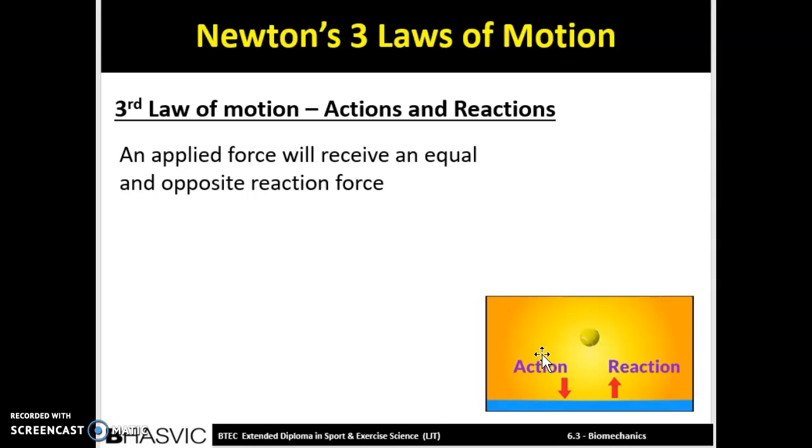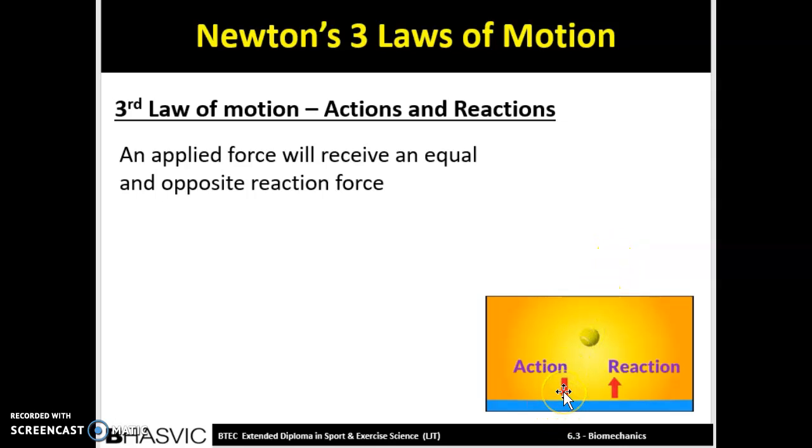And finally, the third law of motion is actions and reactions. So an applied force will receive an equal and opposite reaction force. Looking at this diagram of a tennis ball, this could easily be recreated as a basketball being bounced. So there's a downwards force being applied through dribbling in basketball, and the ground is applying a reaction force, which ultimately makes the basketball bounce back up again.